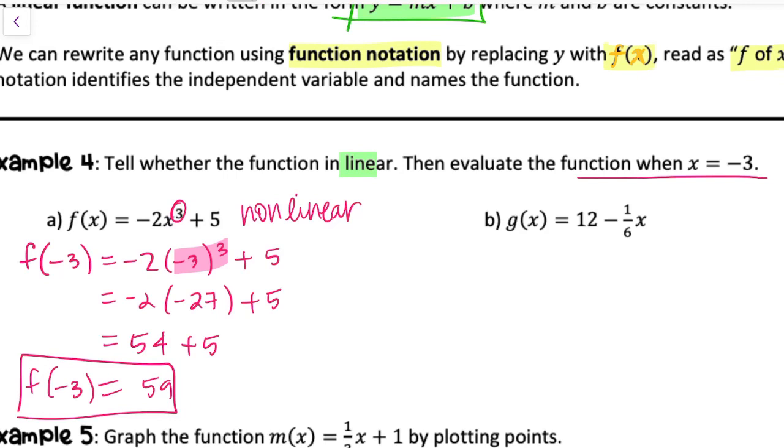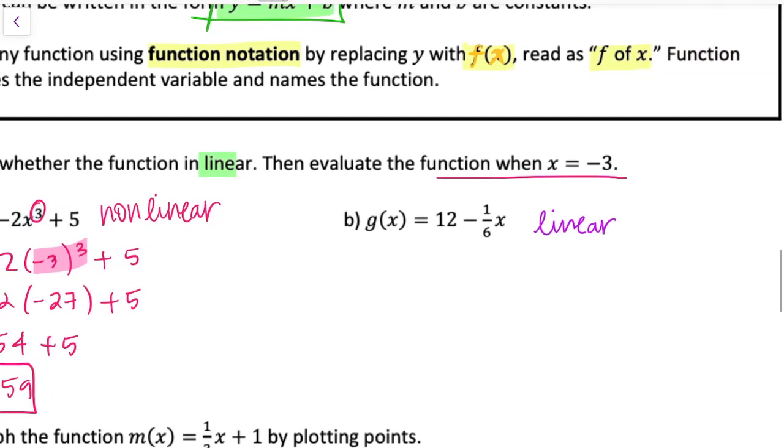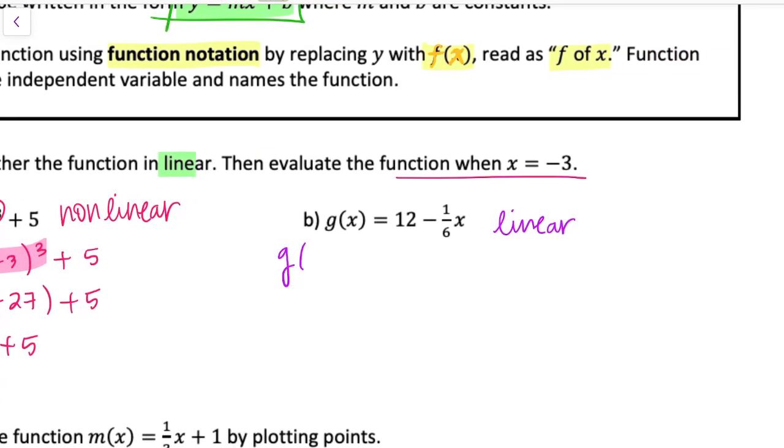Then we've got g of x. We want to say whether it is linear or not. Well, we've just got x to the first power, and we don't have anything else funky going on, so this one is a linear function. And we want to evaluate it when x is negative 3, so we are going to find g of negative 3.